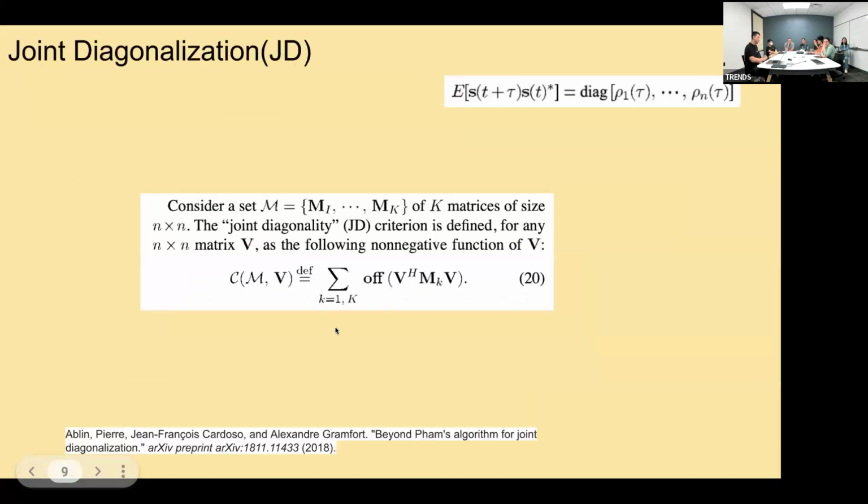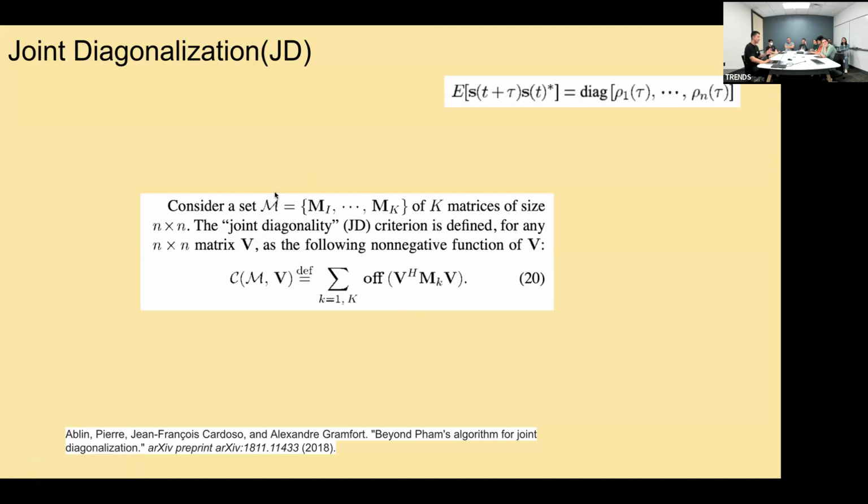So then there's the part coming from joint diagonalization. What is joint diagonalization trying to do? It's like when you have a set of M matrices, let's say positive definite generally. People are trying to find an orthogonal matrix V that can rotate the matrices M1 to MK at the same time to make them as diagonal as possible.